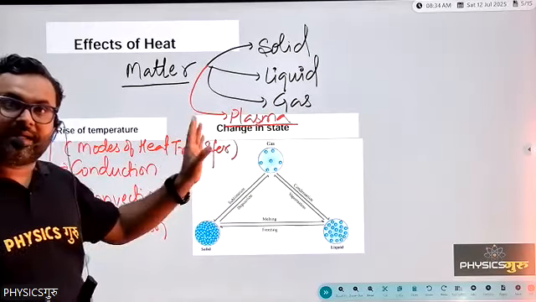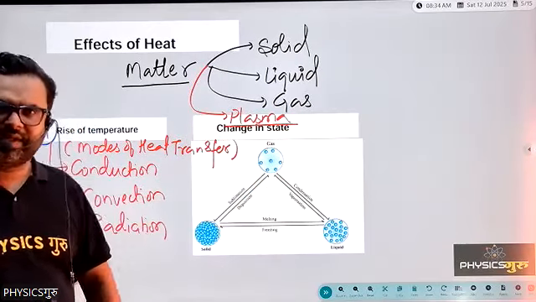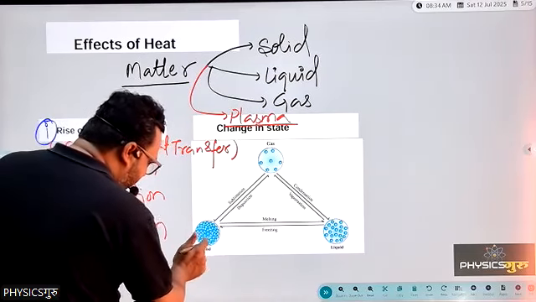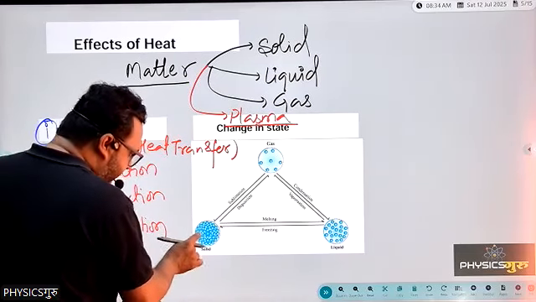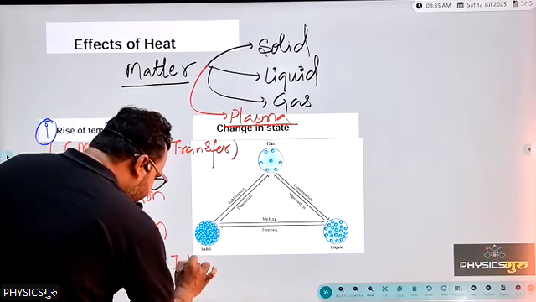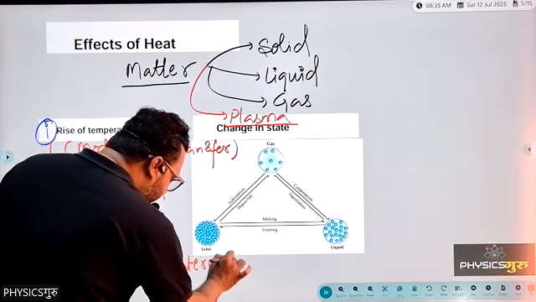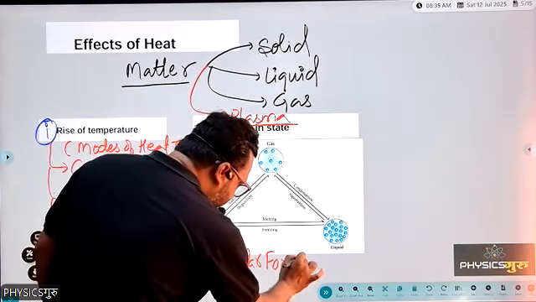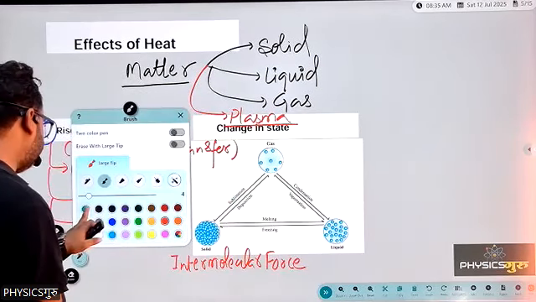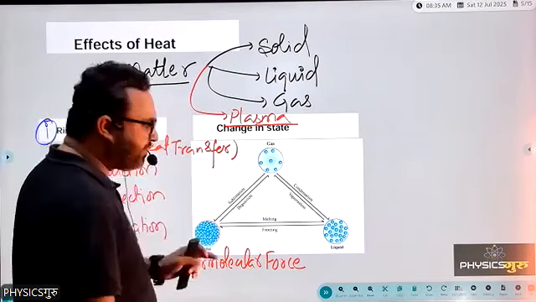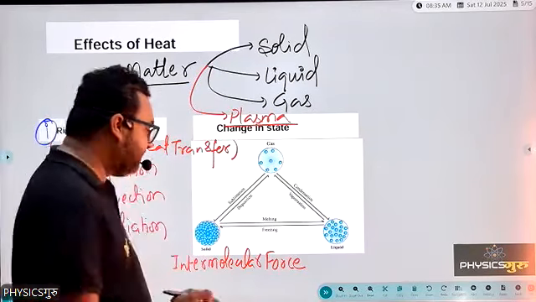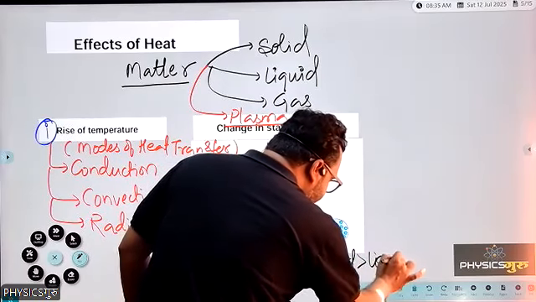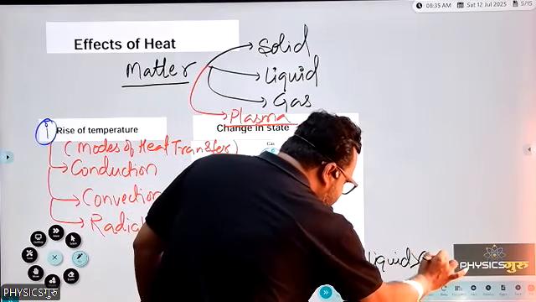So we are talking about conversion of state. It is important to note that as far as solids are concerned, the intermolecular force of attraction, that means the force of attraction between the molecules of solids, is very high as compared to liquids and gases.